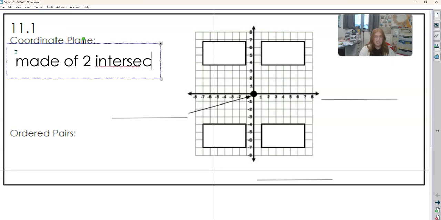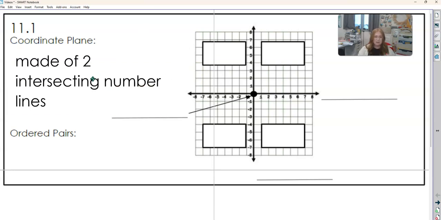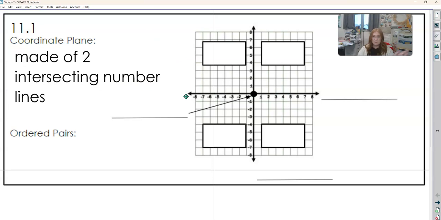two intersecting, right? So an intersection goes through each other. Two intersecting number lines. So we have two number lines, one goes horizontal, one goes vertical, and when they intersect, we get these four sections called the coordinate plane. Then on the coordinate plane, we can put different points on there, and those are called ordered pairs.